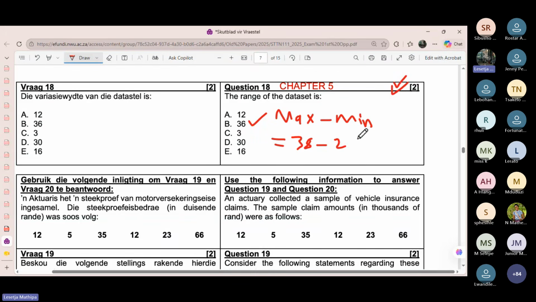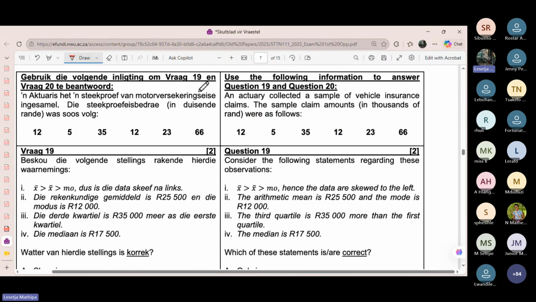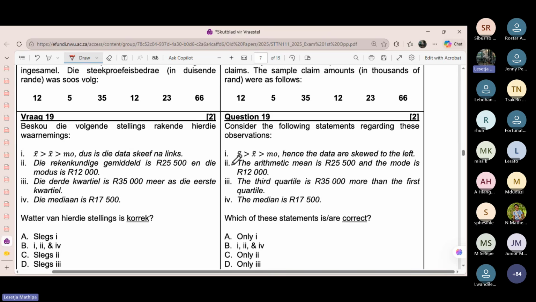All right, let's move to this one. Use the following information to answer questions 19 to 20. So this one is question 19. This is the first one, the median, the third quartile, chapter 4.